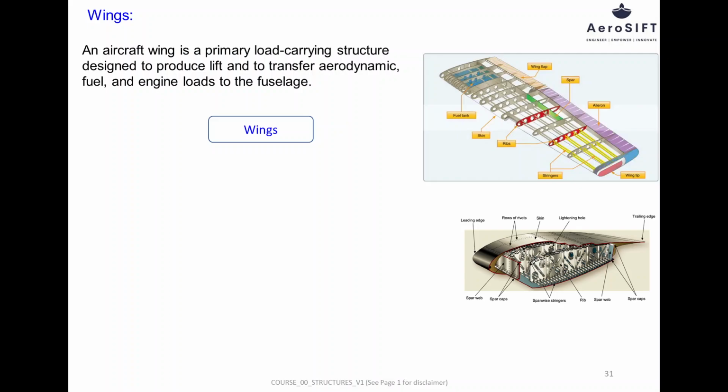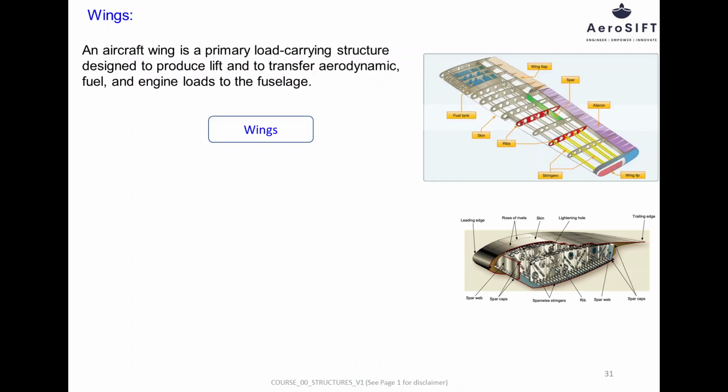The wing is a primary load-carrying structure of an aircraft, designed mainly to produce lift. In addition to lift generation, the wing transfers aerodynamic loads, fuel loads, and engine loads in wing-mounted engine configurations to the fuselage. Structurally, the wing must resist bending, shear, and torsional loads while maintaining its aerodynamic shape under all flight and ground conditions.